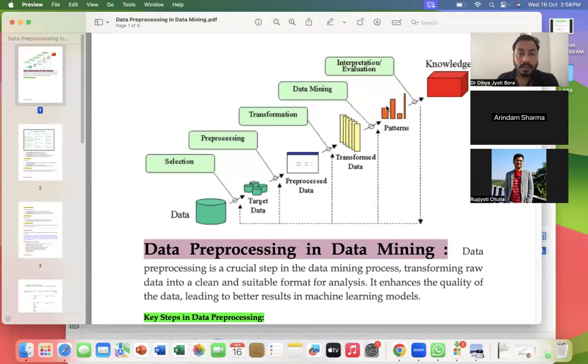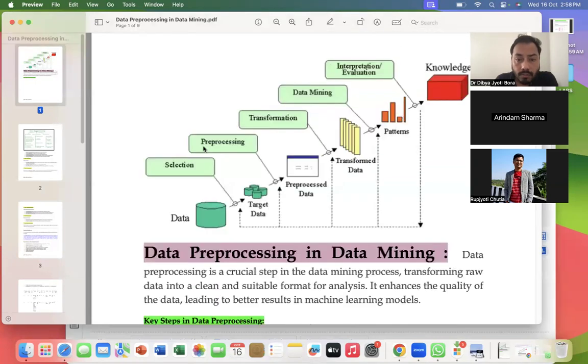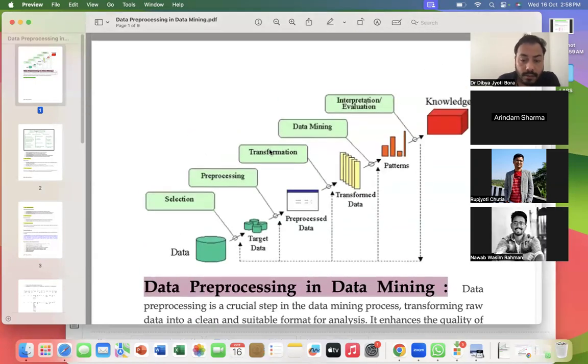So, what I'm talking about is the different stages of KDD. Okay. So first we have the data.